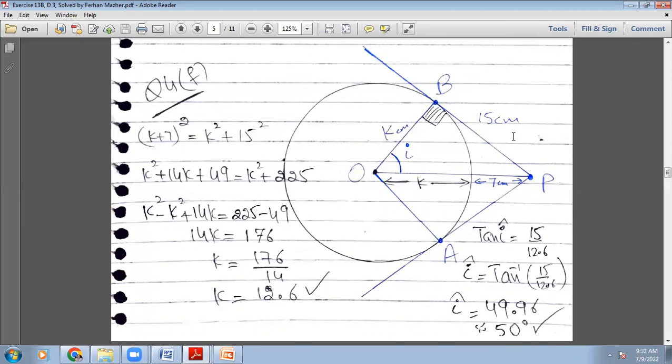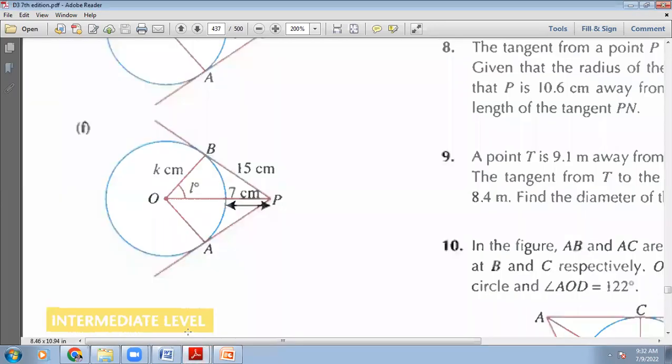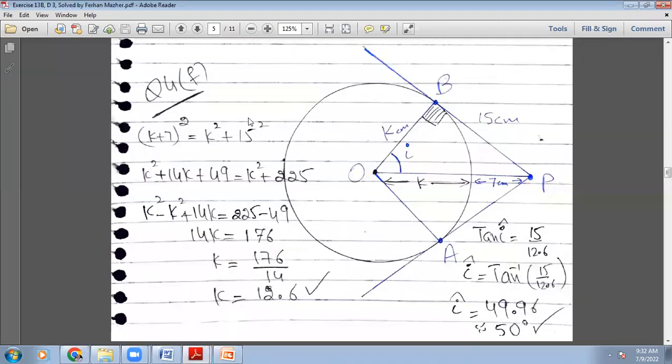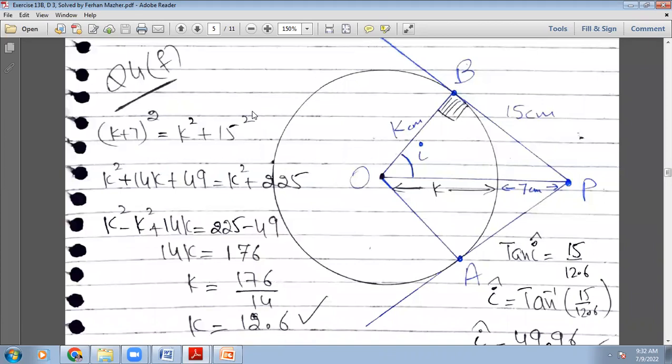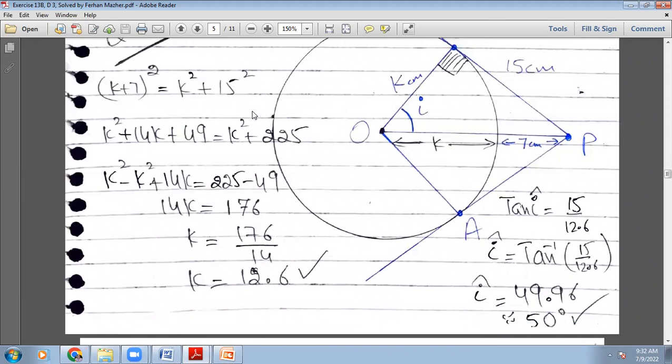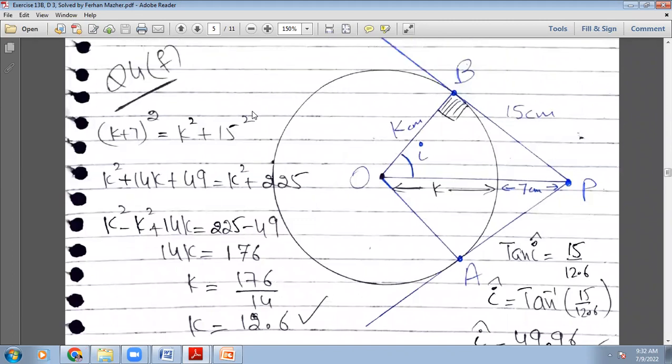So this is 12.6. Now if I want to find out this angle, I will use tan, perpendicular by base. So it will be 15 divided by 12.6. So L will be tan inverse (15 divided by 12.6), and that will be 14.96, approximately 15 degrees. So this is how you will do question number 4, F part. And you can pause the video. This is the F part, okay? And take some time to do this question.